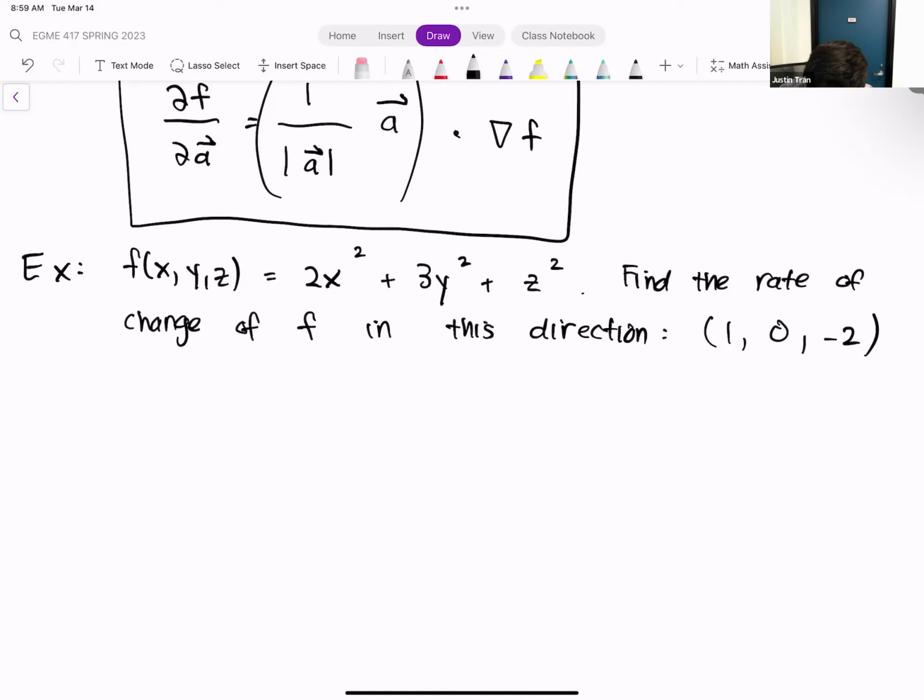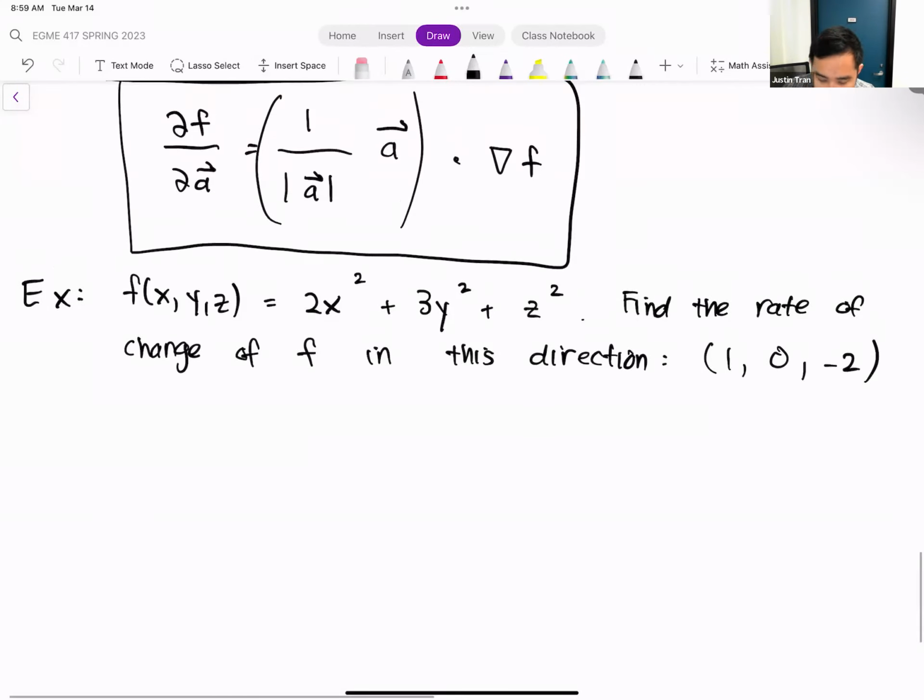Okay. So let's go ahead and plug into our directional derivative. First, we have the gradient of f. And so we're going to take the partial derivative of f in each of the directions. We have partial f, partial x. Partial f, partial x is going to be 4x. Partial f, partial y is going to be 6y. And partial f, partial z is 2z.